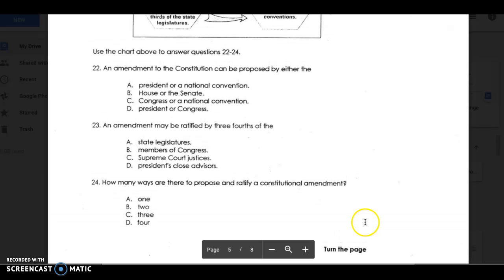Number 24. How many ways are there to propose and ratify a constitutional amendment? A. 1. B. 2. C. 3. D. 4.